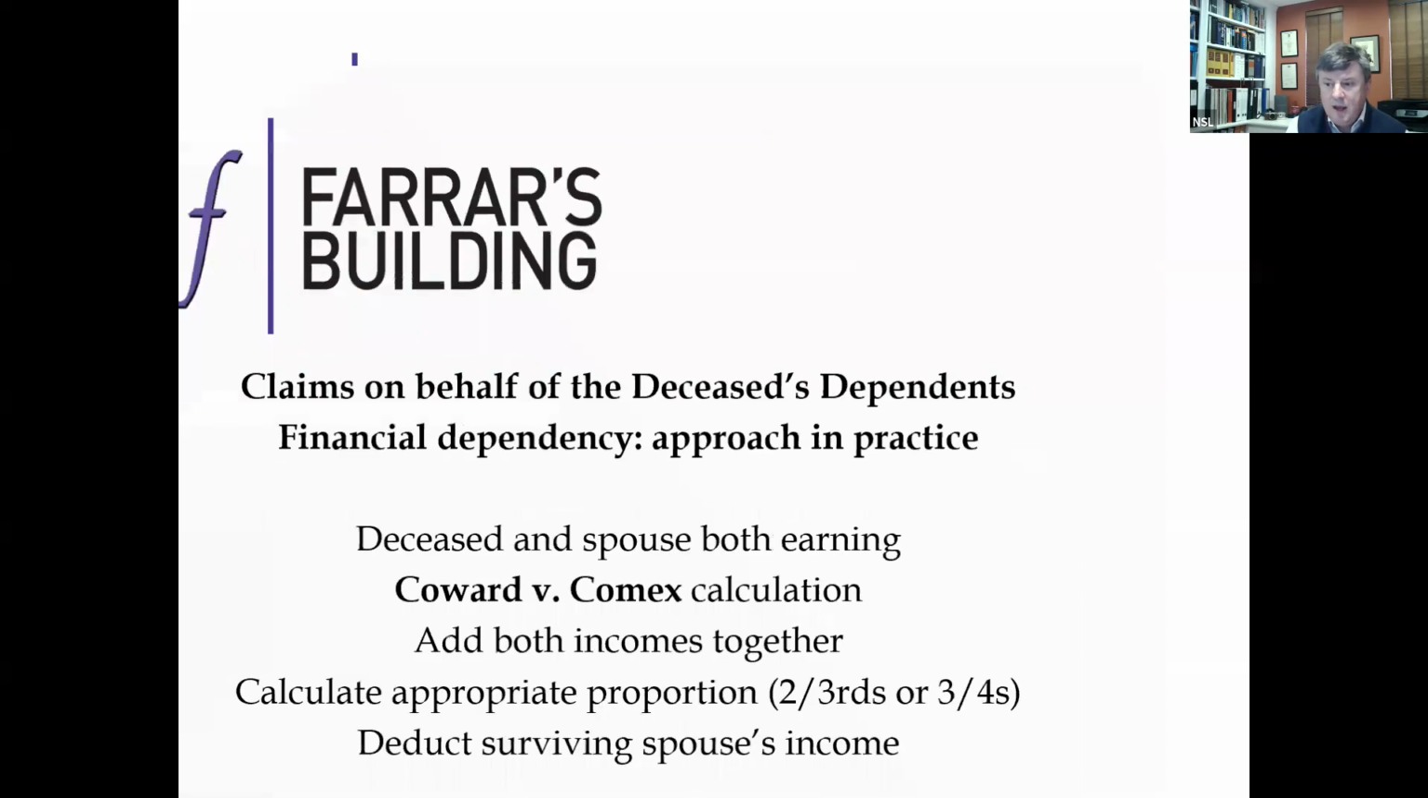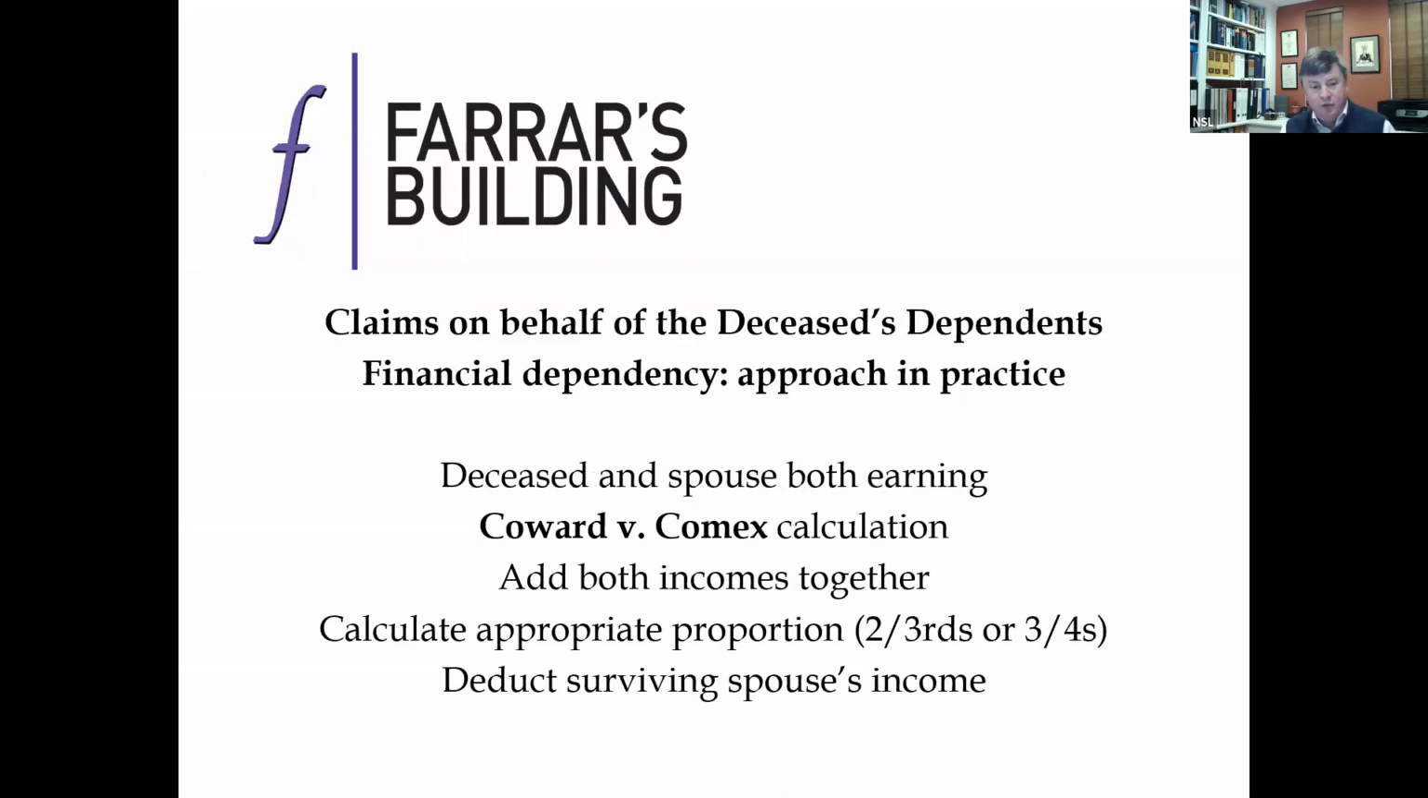What about if both the deceased and the surviving spouse are earning? Well, now there's a rather complicated calculation from a case called Cohabiting Partners. What you do is you add together both incomes. You then apply the 2/3 or 3/4 we looked at a moment ago, and then you deduct the surviving spouse's income, because logically they still have that or still could have it, and that's how you get your multiplicand.